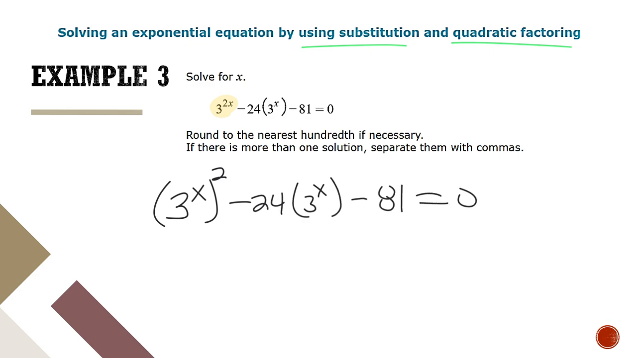And why is that useful? Well, let's say u or z is equal to 3 to the x, we can substitute that in to make it look nicer. So now this is u to the second, because we're replacing 3 to the x with u, and then it's minus 24u minus 81 is in fact equal to 0.